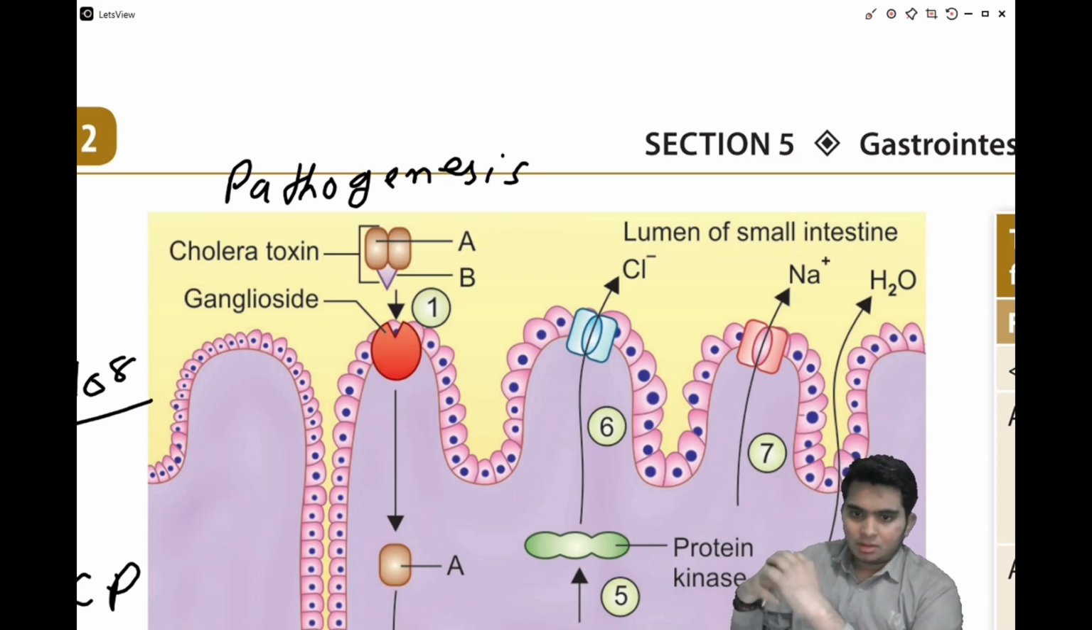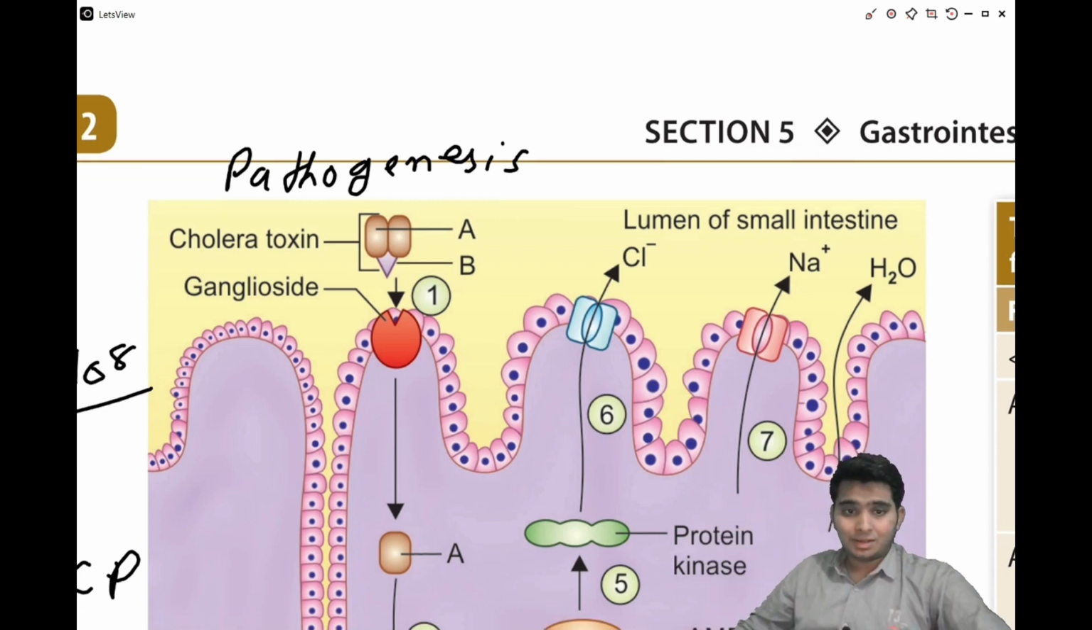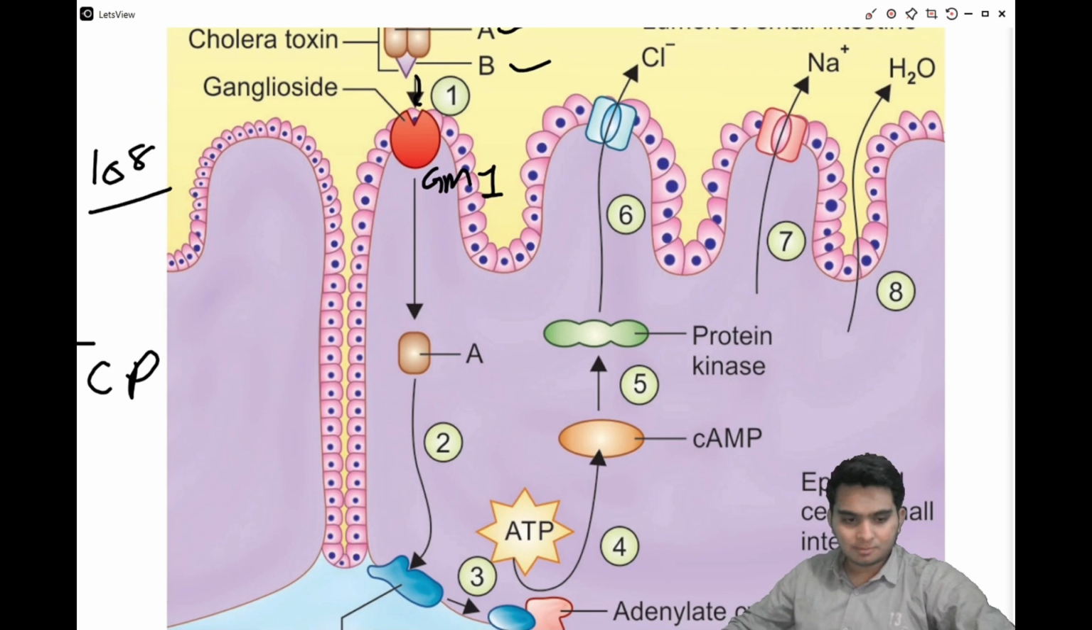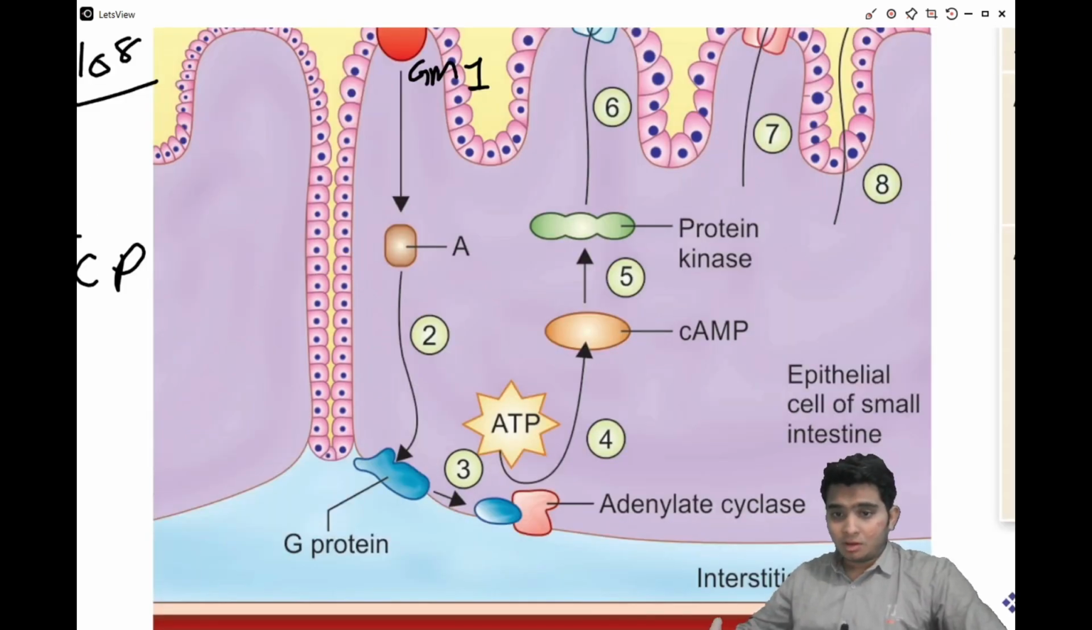Now it releases the enterotoxin known as the cholera toxin. The cholera toxin has two fragments, A and B. Fragment B is the binding fragment. It will bind to the GM1 ganglioside receptors, and fragment A is internalized.